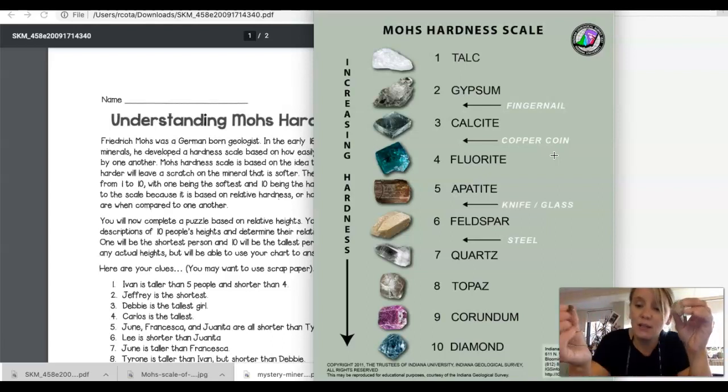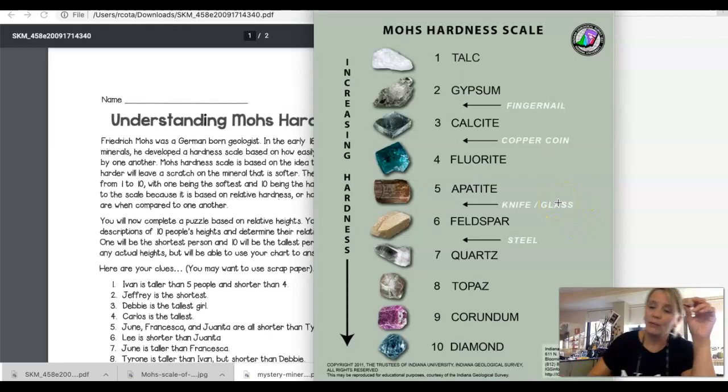Right? That means this mineral is harder than a copper penny. Okay, so I can go to the next step. Okay, it's harder than a 3. I would then go to glass.